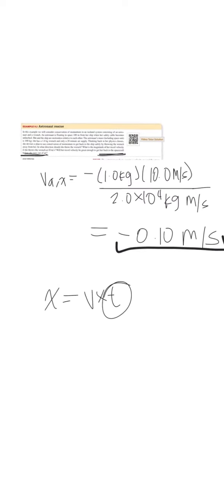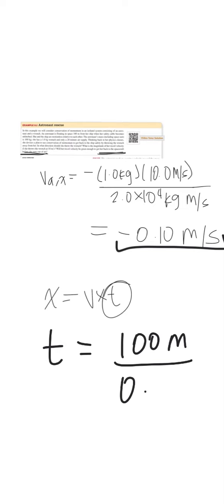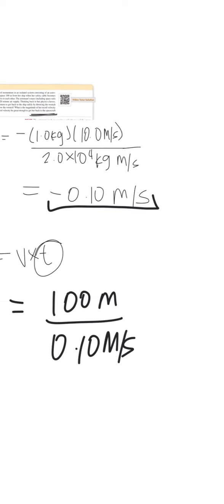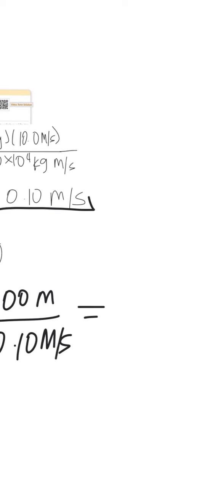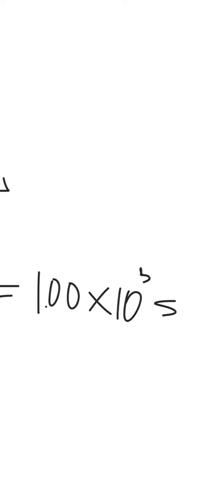So we'll have that t is equal to 100 meters, which is how far she is from the ship, divided by 0.10 meters per second. So this is also very simple to solve. This is also equal to 1.0 times 10 to the 3rd seconds.